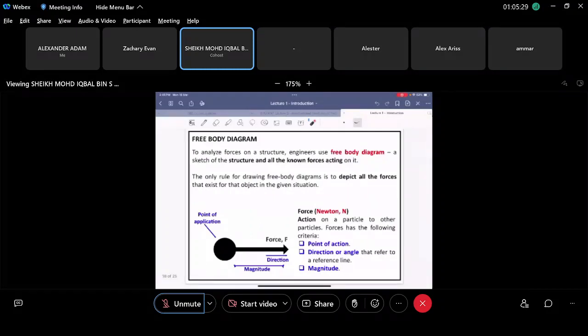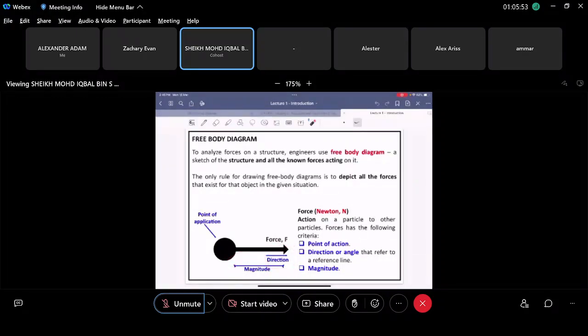Now, this is the important part. This is the free body diagram, right? So to analyze forces on a structure, engineers use a free body diagram. So what is a free body diagram? A free body diagram is basically this one. You have a point of application, and then you have a force here, right? This force will show the direction, will show you the magnitude, right?